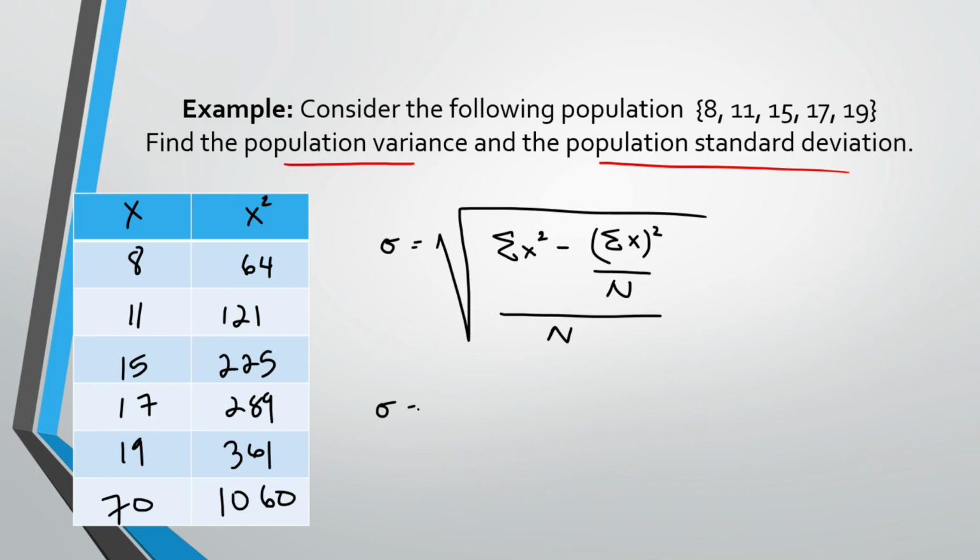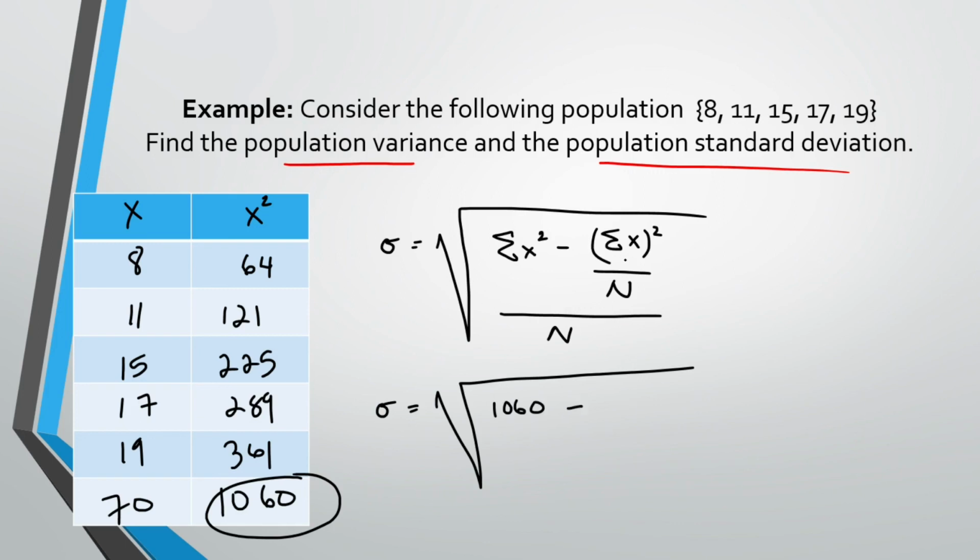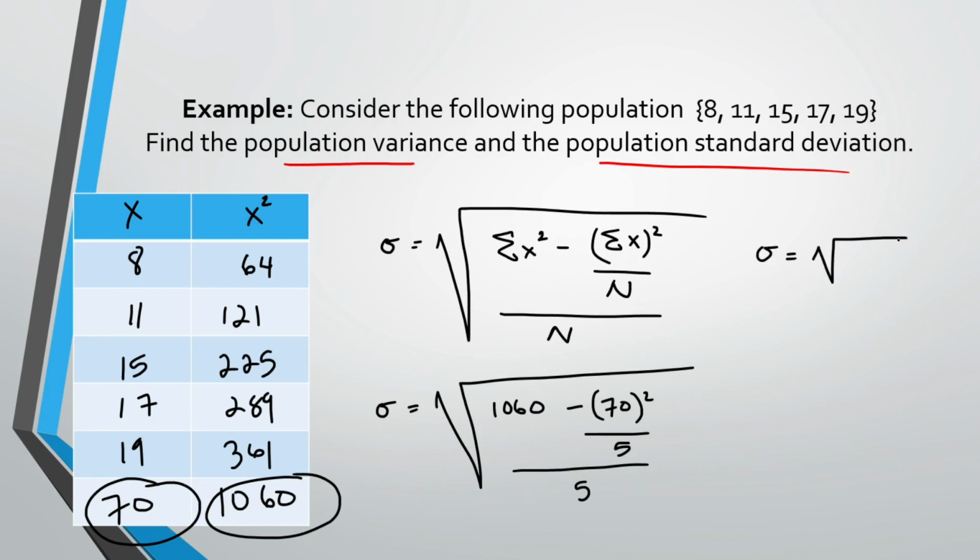Now we'll plug in the values into the formula. We have the summation of x squared is the second column, 1060. The summation of x is going to be the first column's total, 70. We'll have to square the value and divide by our population size. In this case, we have a population size of 5. I could simplify inside the radical, and this gives us sigma is equal to the square root of 80.